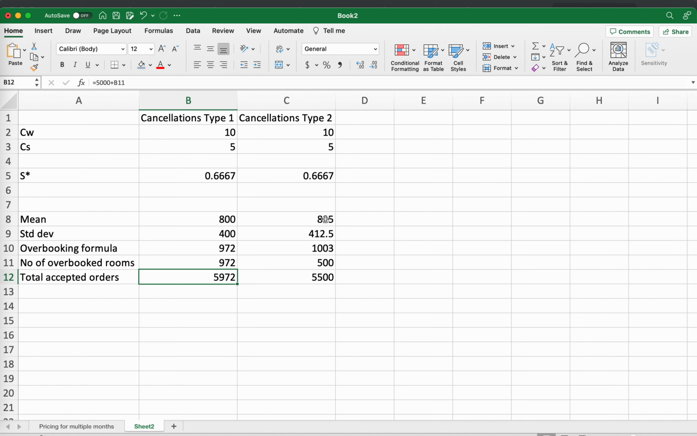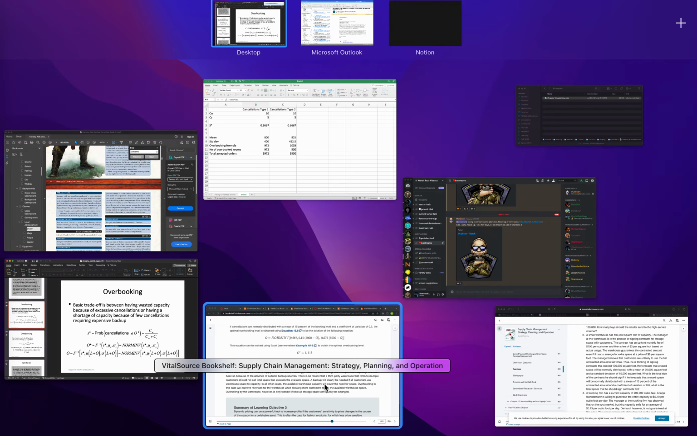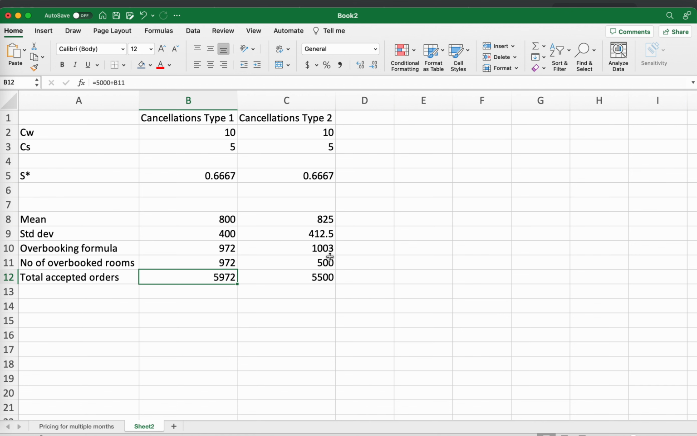But here, the mean and standard deviation themselves depend upon the number of overbooked rooms. If you go back to the formula, you'll notice that the mean and standard deviation depend upon the number of overbooked rooms, because you're saying 15% of the total number of bookings are going to get cancelled. But the total number of bookings also includes the number of overbooked dresses. I'm sorry, I keep saying rooms, it's dresses. So you have to keep changing this number so that both of these match each other.